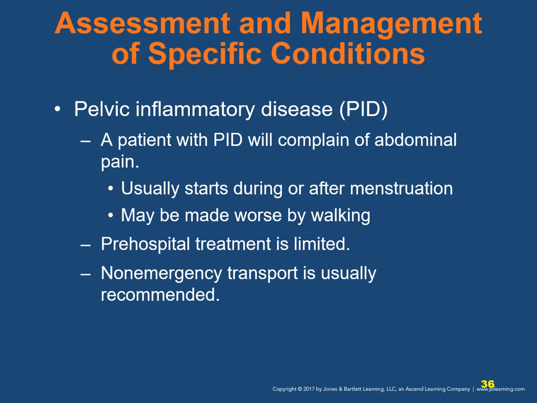Assessment and management of specific conditions. Pelvic inflammatory disease, PID. A patient with PID will complain of abdominal pain. Pain usually starts during or after normal menstruation. Inquiring about the date of last menstrual period is important. The pain may be made worse by walking. Patients often present with a distinctive gait that appears as a shuffle.